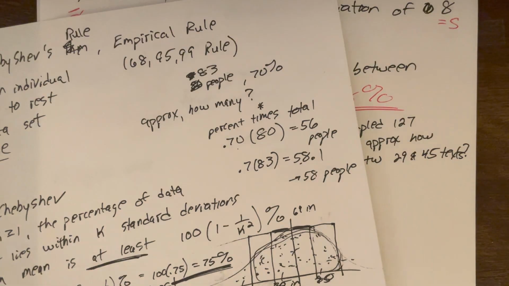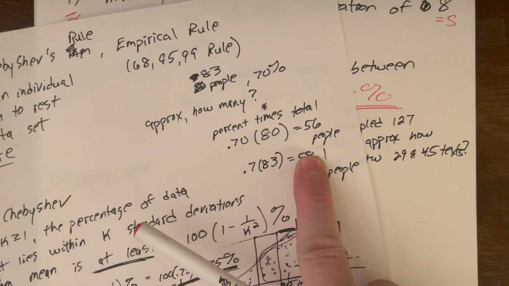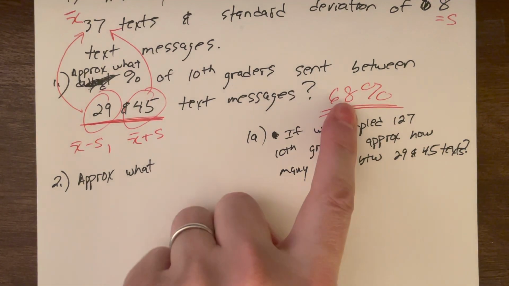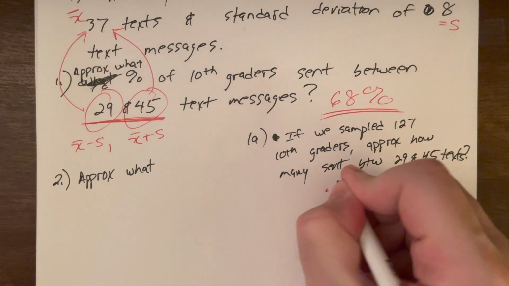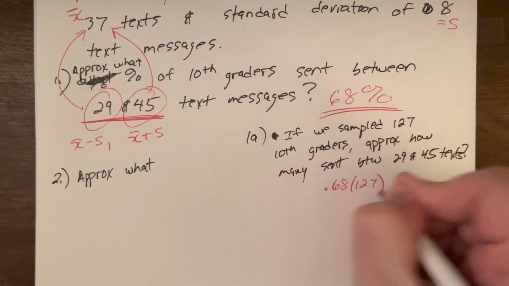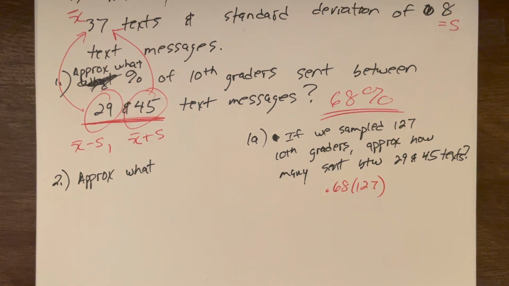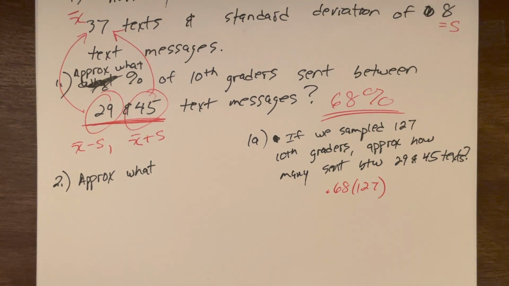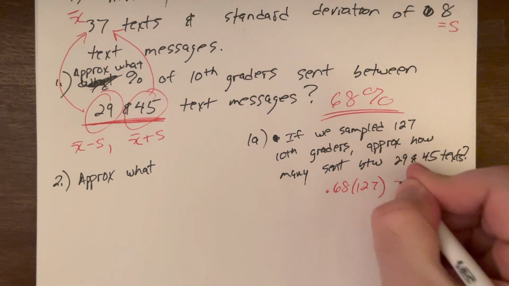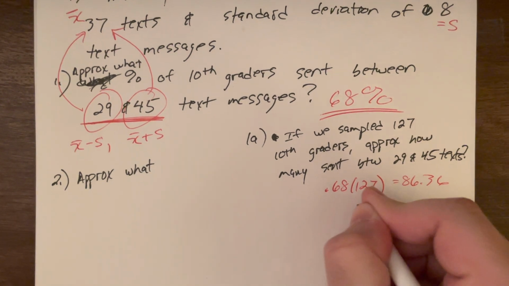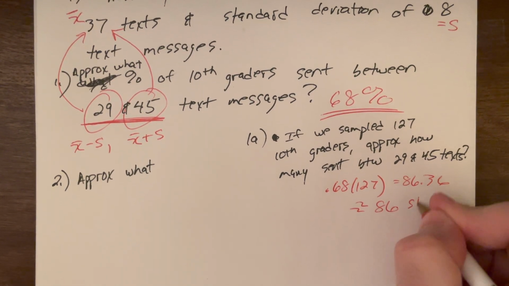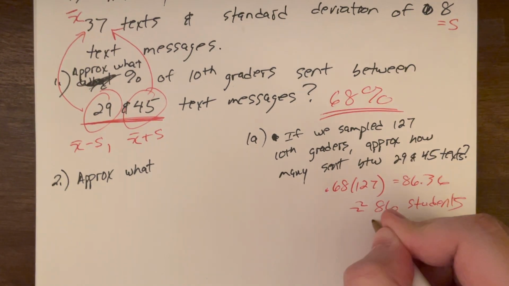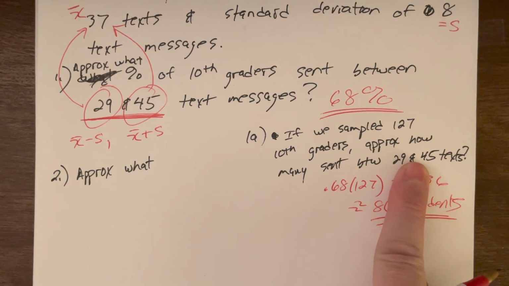Do what I just showed you at the very beginning on that very first page of the notes. You know the percentage from here. They gave you the total, so you would just do 0.68 times that total. This does not work out cleanly. This comes out to be 86.36. So we'd say approximately 86 students sent between that number of texts.